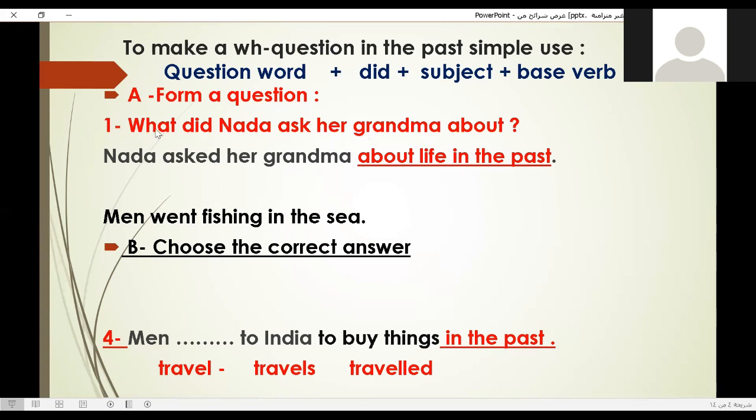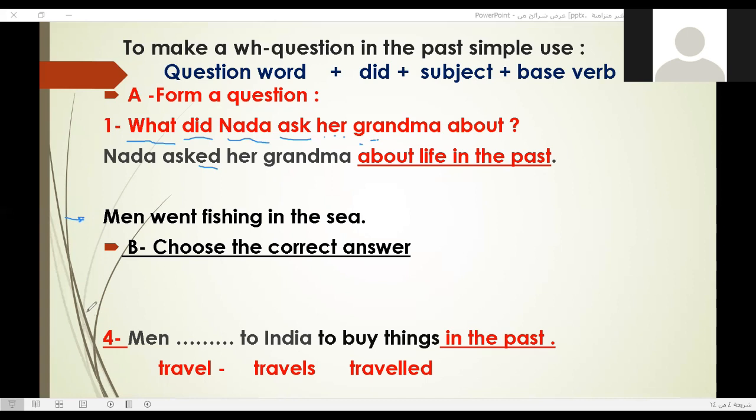So we have here the WH word, the question word. After that, we put the helping verb did because we are talking in the past. We have ed here, and we put the subject, which is Nada, and we put the verb in the base form, in the infinitive form. After that, we continue the rest of the sentence except the answer, which is life in the past. Thank you very much. So, can you make the second one, please?